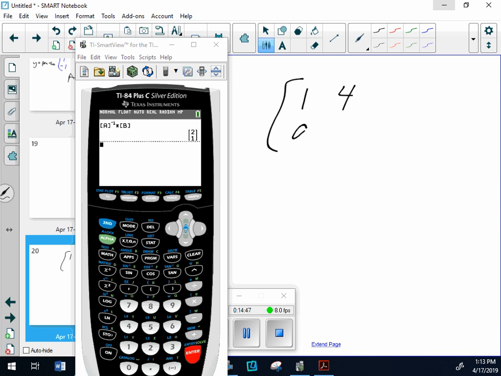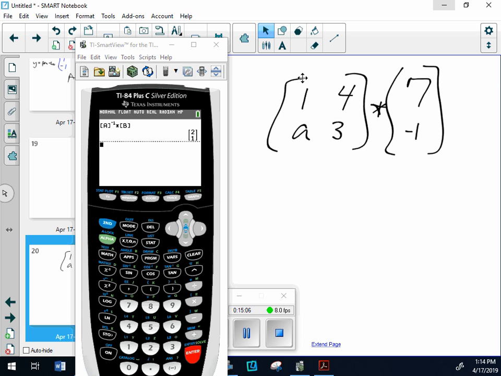1 for A and 3, times, and I'm only going to have one variable. 7, negative 1. Do you know how to multiply? Because your calculator can't do this one for you, because there's an A. Give it a shot, by hand. Hint, your answer has an A in it. Could even have more than one A in it, in different places.